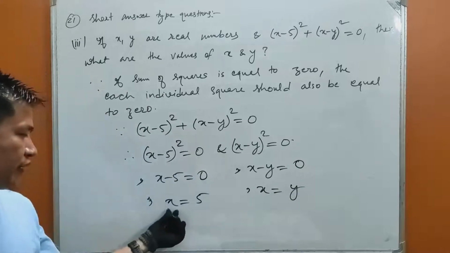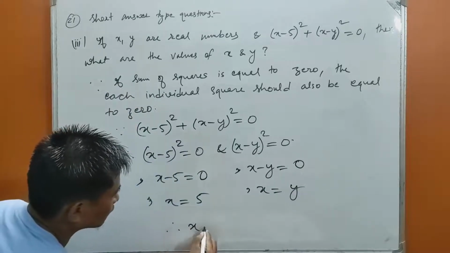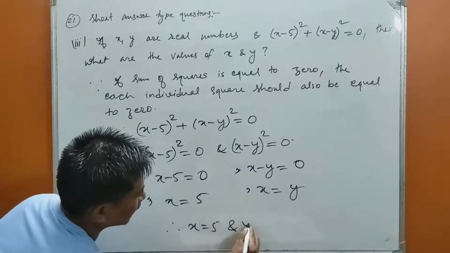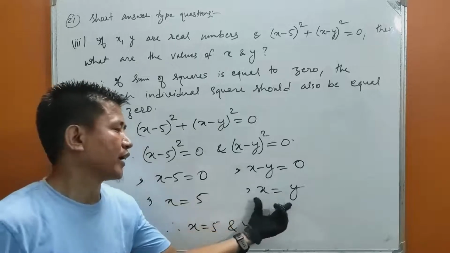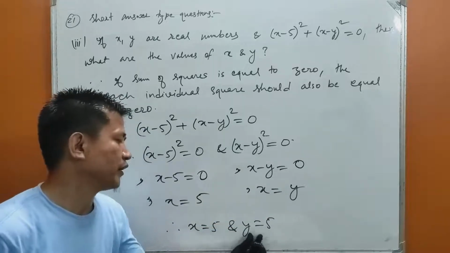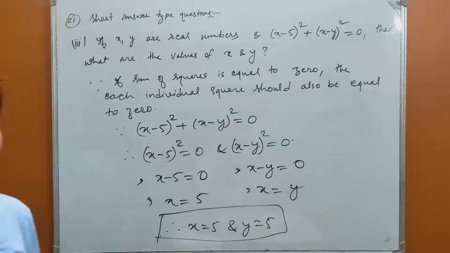So we got the value of x is 5 and x and y are equal. Therefore, x equals to 5 and y equals to 5. Okay, because the value of x is 5 and x and y are equal, that means x is 5, y is also 5. So this is the solution for question number 3.